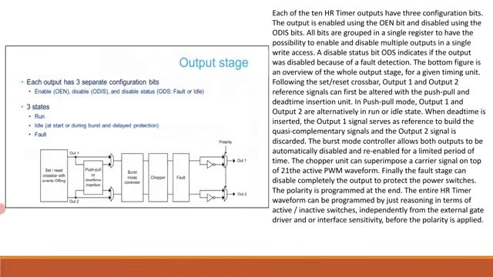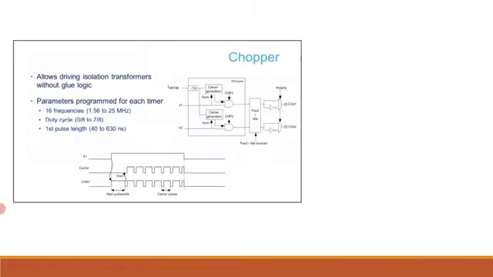Let's look at the chopper unit, which superimposes a programmable carrier waveform on top of the active PWM signal. A carrier generator is started by the incoming pulse and added to the incoming signal by means of an AND gate, as you can see in this figure. This allows interfacing with the isolation transformer driver without having to add external glue logic.